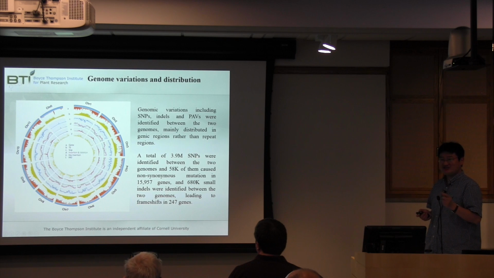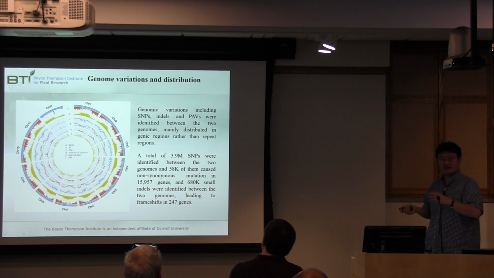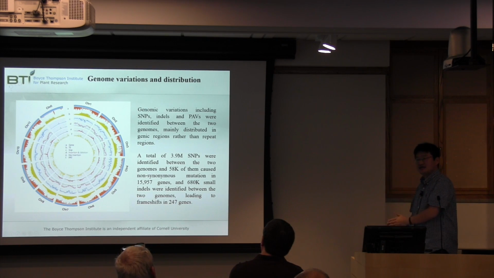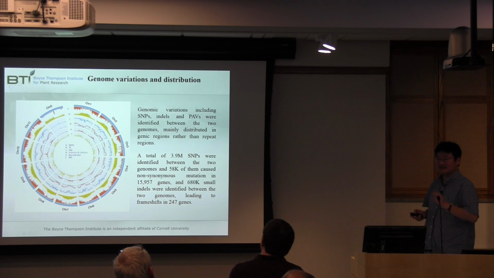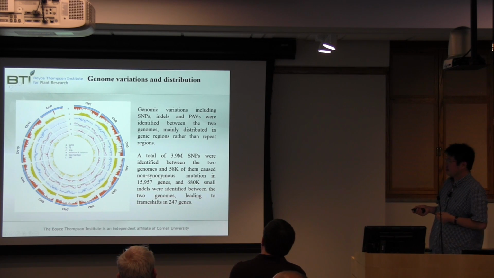And we identified genomic variations. Now we have 3.9 million SNPs identified, compared to 200,000. That's about 5% of the SNPs identified between 97103 and Charleston Gray. So that means the genomes of the wild species and the cultivated watermelon are highly different. There's a lot of difference. Almost 16,000 genes were affected by these variations, maybe 70% of the genes in the genome. And we also identified 680,000 small indels, which lead to frame shifts in 247 genes.